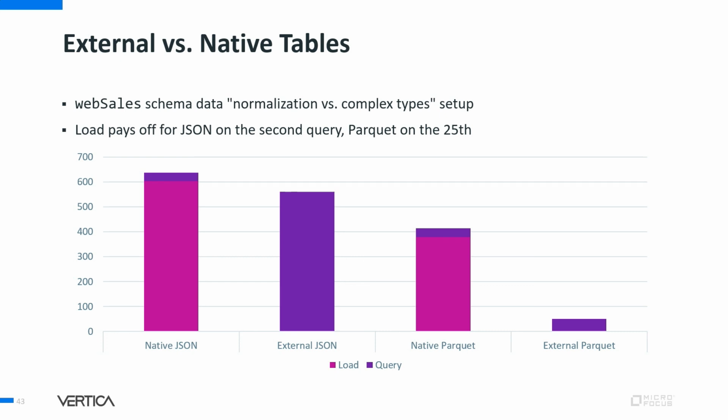For JSON, it pays off significantly if you run the query just one other time. Whereas for Parquet, the external table query was only about 40% slower than the query against the corresponding native table. So in this setup, it takes 25 queries for the native table to pay off. But this calculus will change as we make improvements to load times in the future.